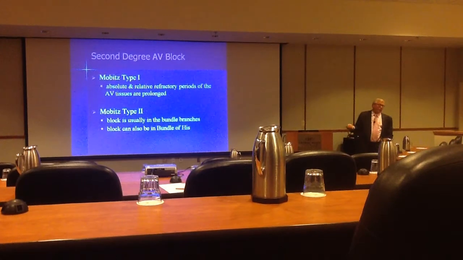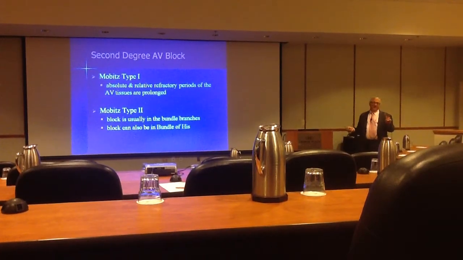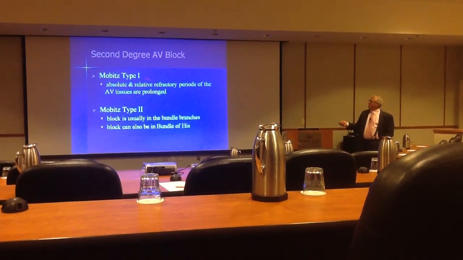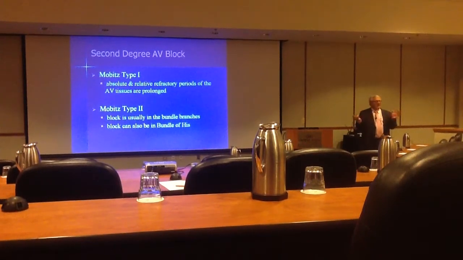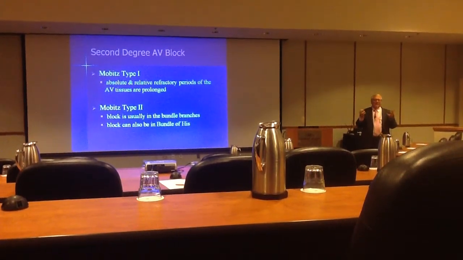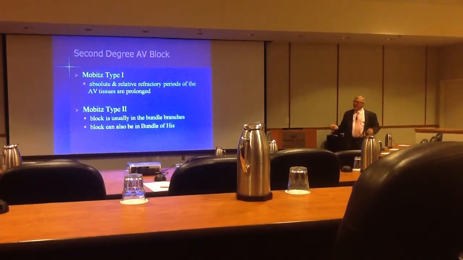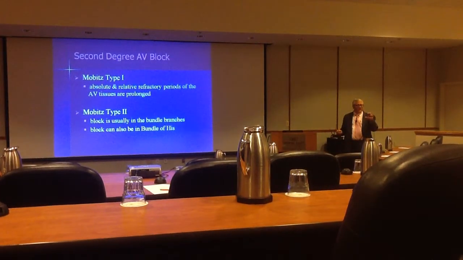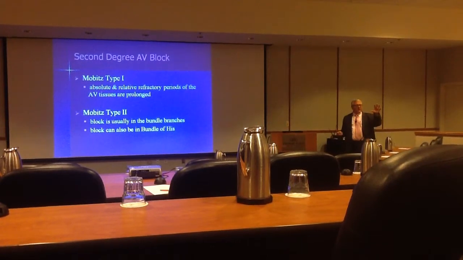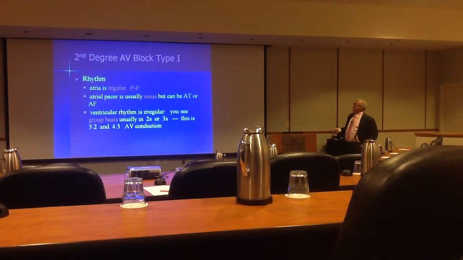Now with a second degree AV block, we have two kind of phenomena that can happen. The so-called Mobitz 1, where it's just an abnormality in refractory periods. And then you have this Mobitz 2 that is a diseased heart where there's some kind of pathologic condition that won't let what's going on in the AV node go down to the ventricle. So let's look at this. And again, this is probably the hardest part.